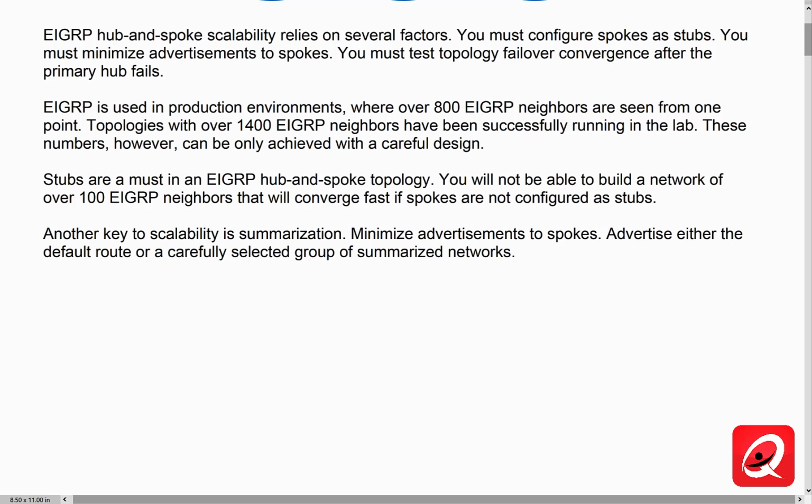All right, being that we use distribute lists, prefix filtering, route filtering, and so on.